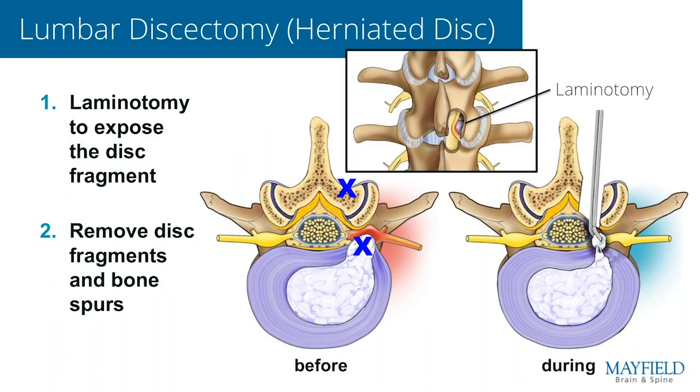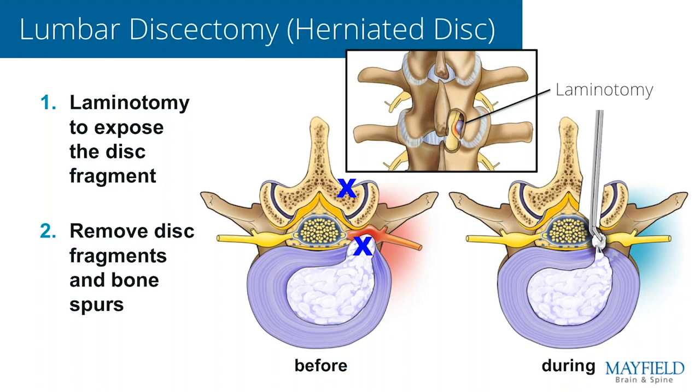Now, lumbar discectomy is performed to remove just the ruptured portion of a herniated disc in the lumbar spine area. So this is performed from the back. And again, they do a laminotomy to expose just the herniated portion of the disc. And this is kind of what a laminotomy looks like from the back. It's just a small hole in the back of the vertebra.